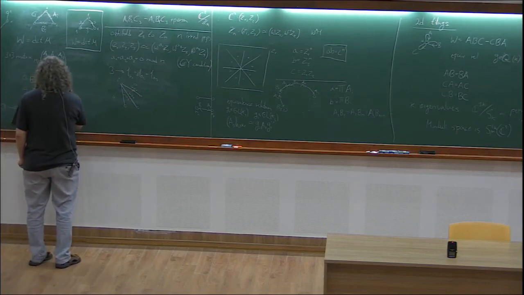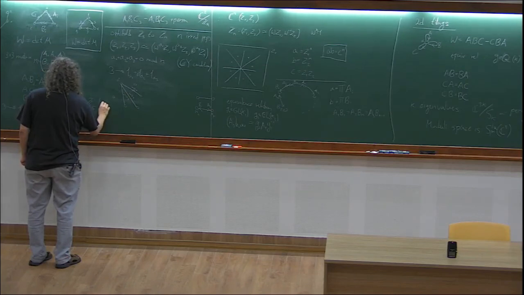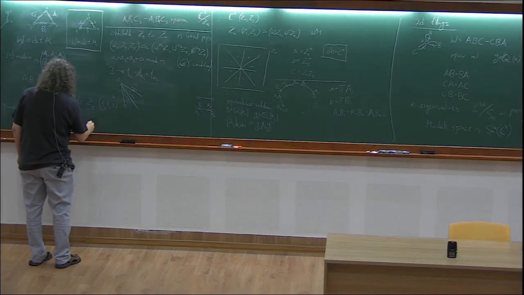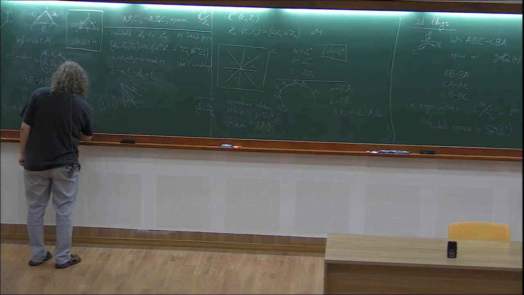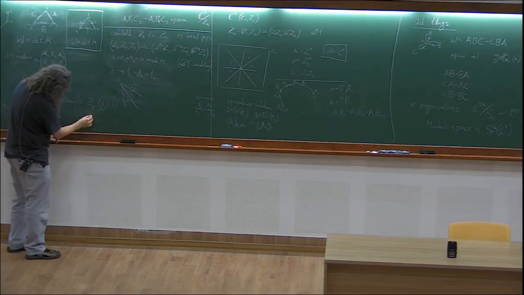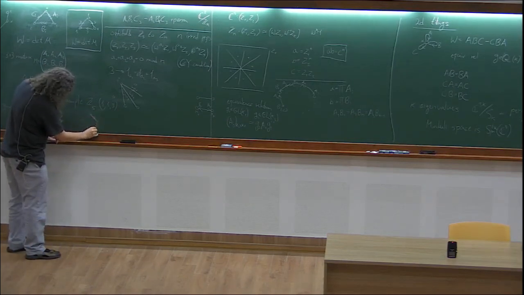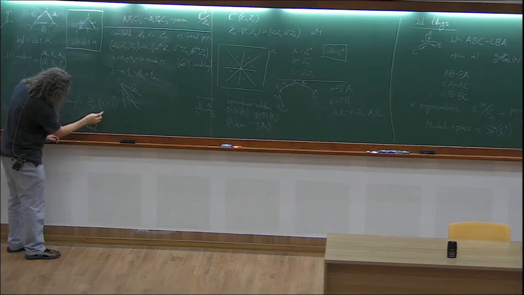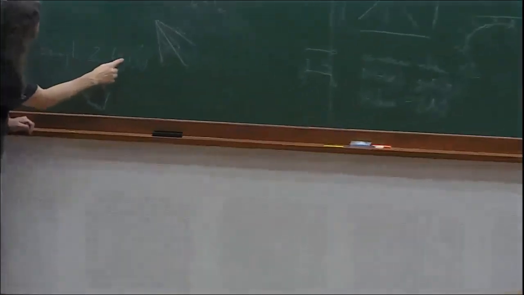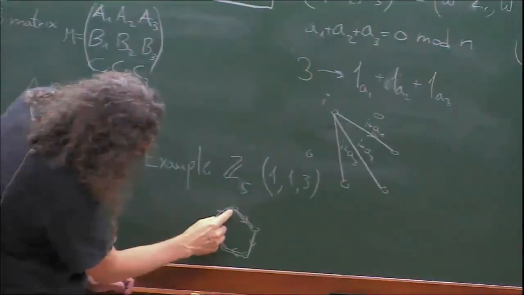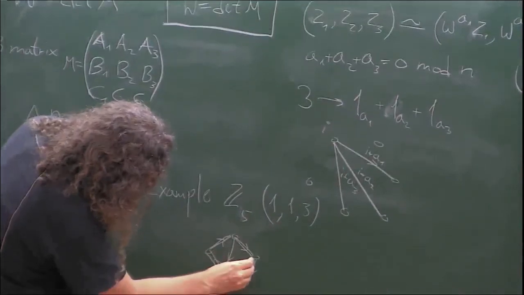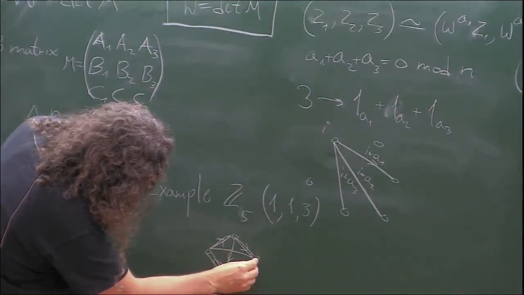So for example, Z5 with the action 1, 1, and 3. The quiver is going to have 5 nodes. Two arrows from every irreducible representation, corresponding to those two ones. And the third one is going to jump by 3. From here, 1, 2, 3. So I'll get this.